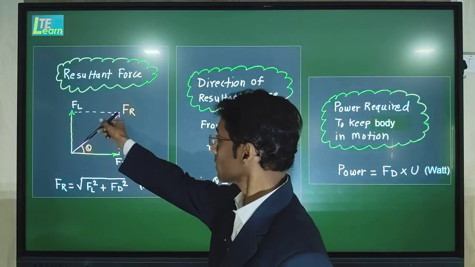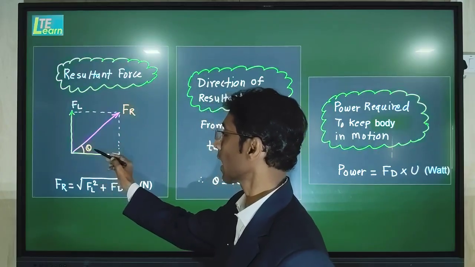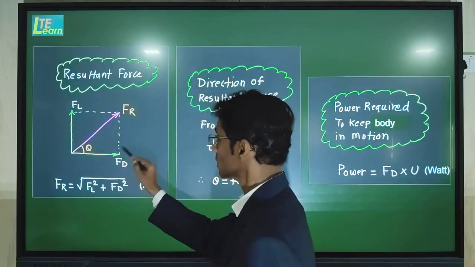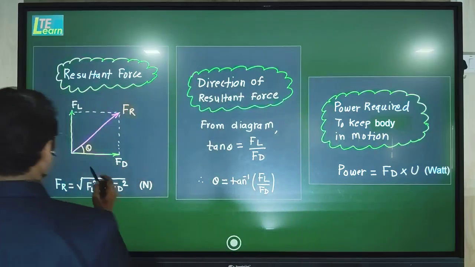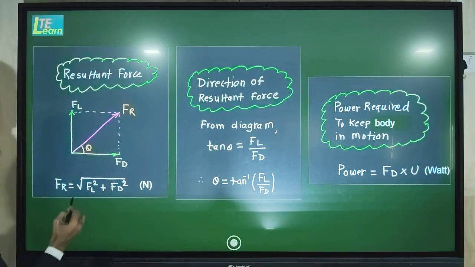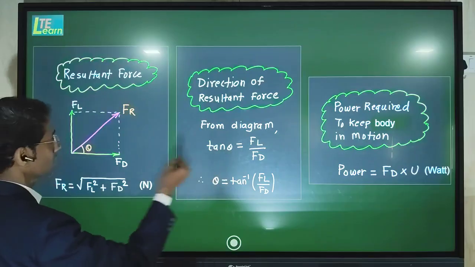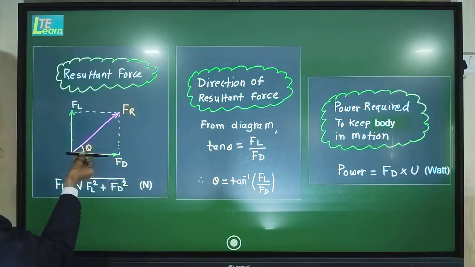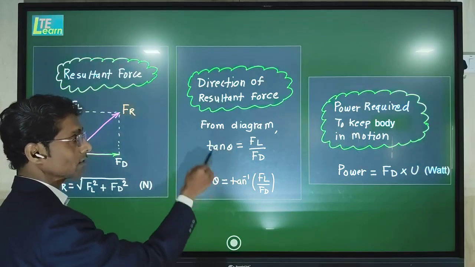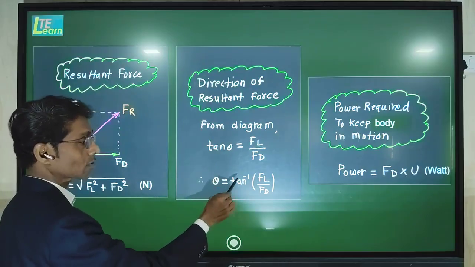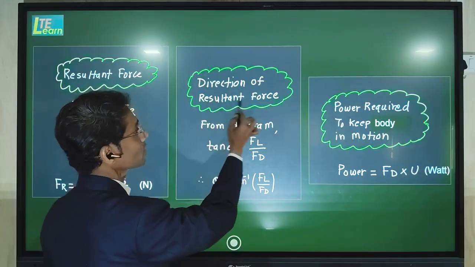Then the direction of this resultant force with the horizontal, or direction of motion, is given by the angle theta. From this diagram we will take this triangle into consideration. In this triangle, if you take the tan theta ratio, means front side divided by adjacent side. So tan theta can be written as FL, the front side, divided by the adjacent side, FD. Further, theta can be calculated by taking the inverse, meaning theta equals tan inverse of FL by FD. This is about the direction of the resultant force.